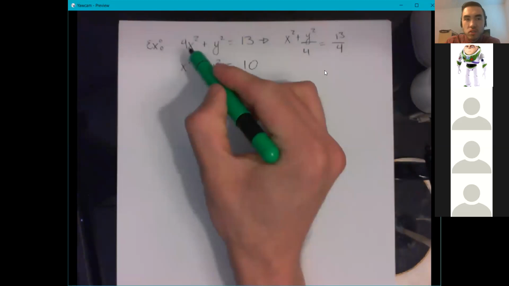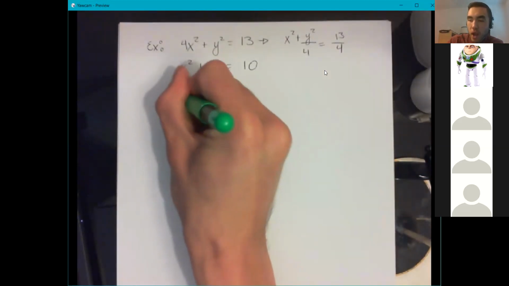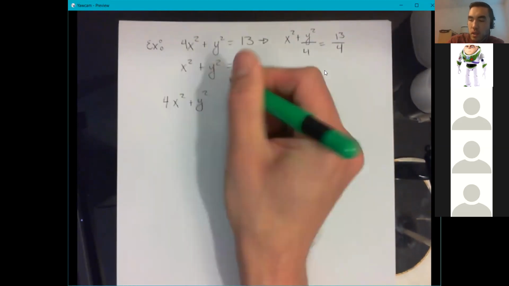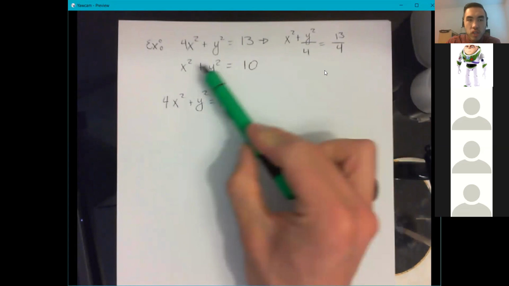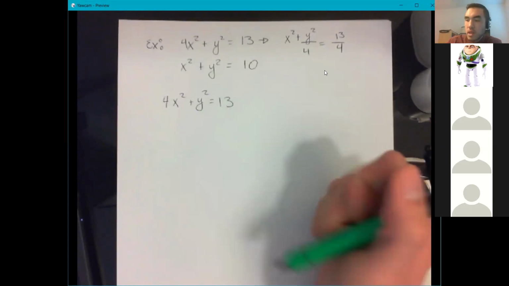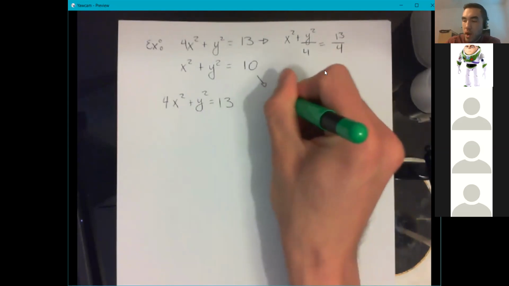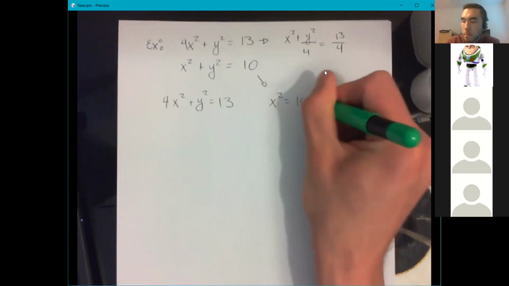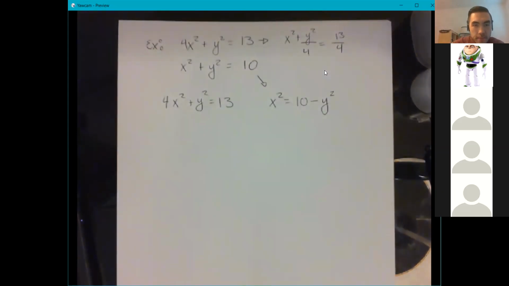So I'm gonna take my first equation and I'm gonna set it aside. We're gonna use it as is. So this is gonna be 4x squared plus y squared is equal to 13. And so I'm gonna take the second equation and I'm gonna solve it for X. If I were to do that, the second equation is gonna give me that X squared is equal to 10 minus y squared. Is that okay?